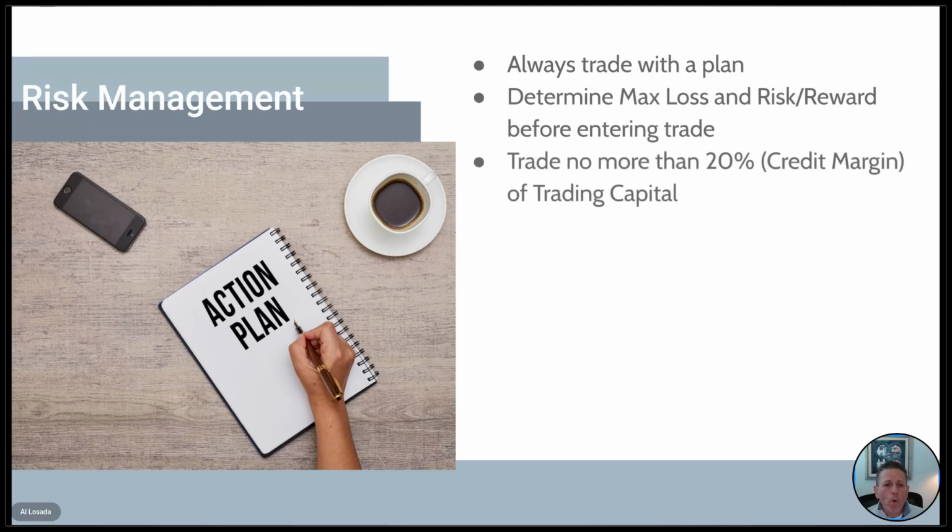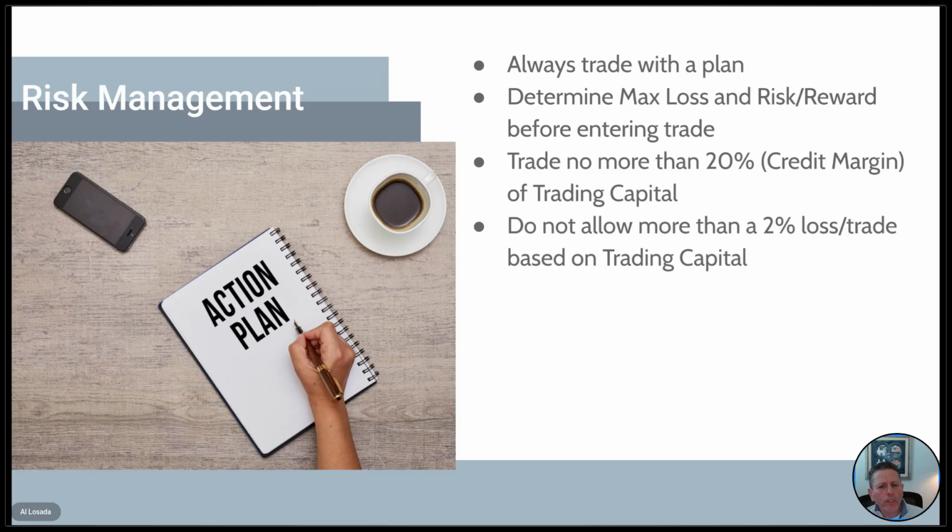Number three, use no more than 20% credit margin of your trading capital. So basically, if you have a $10,000 account, you don't want to go above $2,000, okay? Don't allow more than 2% loss in a trade. A lot of traders use 1%. I use 2%, and it works out fine. But that's what you want to do.